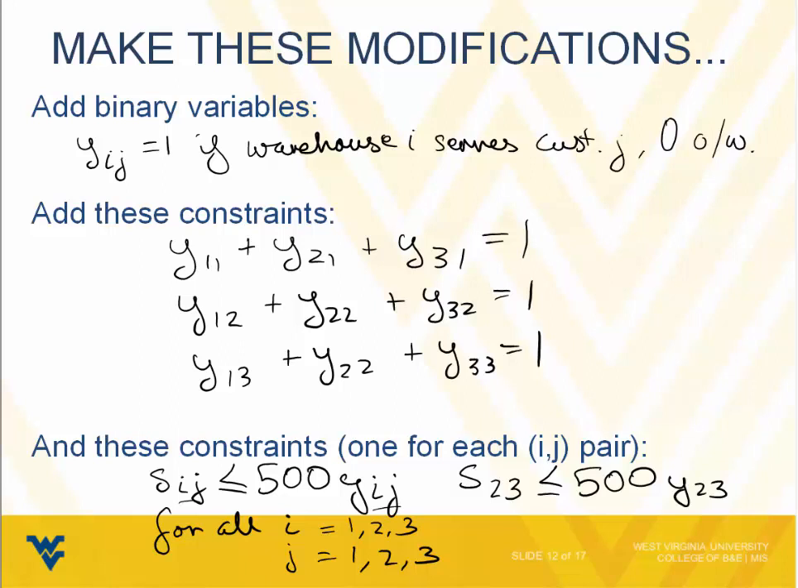So again, 500 is the number of the total customer demand. Okay. So it's just a large number. I could put in 2,000. I could put in 1 million. It doesn't matter. Because these sij, they're going to be restricted by the capacity constraints and the customer demand constraints.